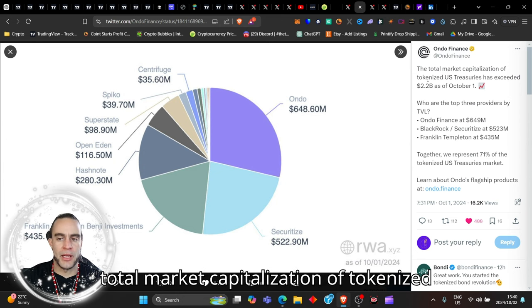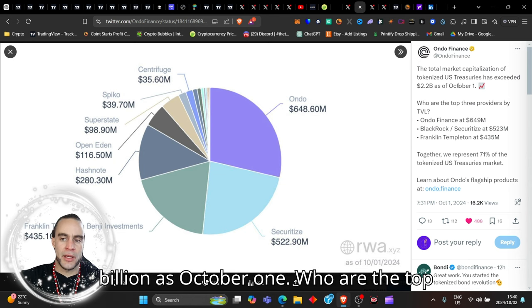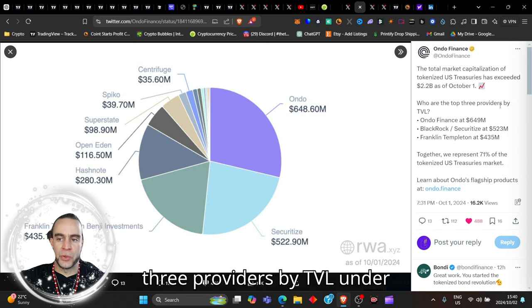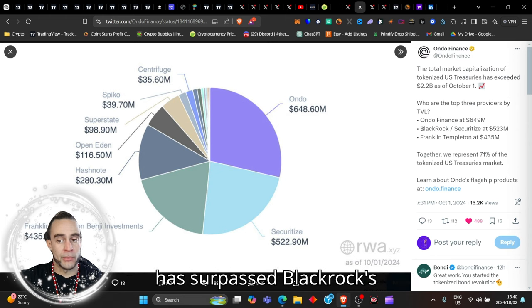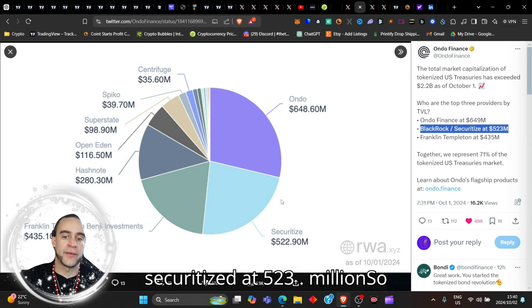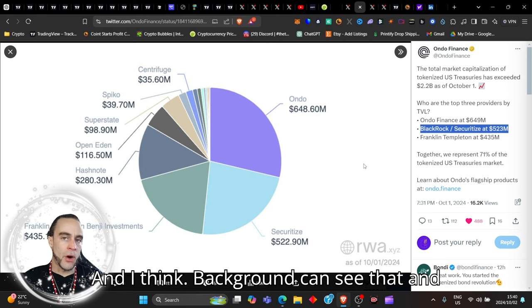The total market capitalization of tokenized US treasuries has exceeded 2.2 billion as of October 1. Who are the top three providers by TVL? Ondo Finance being number one. And Ondo Finance has surpassed BlackRock's Securitize at 523 million. So where do you think Ondo Finance is going? And I think BlackRock can see that.